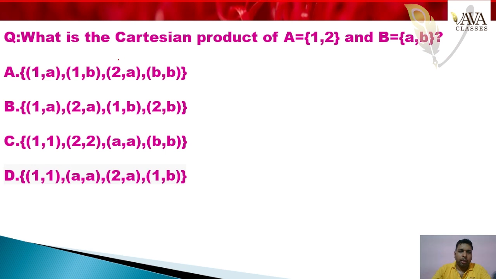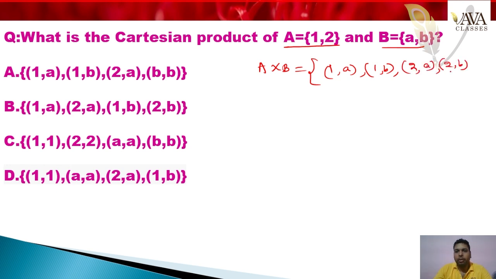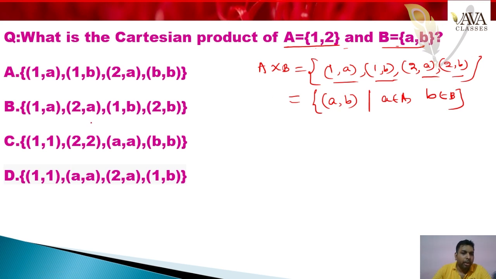Now, a question. I'll solve one MCQ. What is the Cartesian product of A equal to {1, 2} and B equal to {a, b}? So here Cartesian product A into B will be (1,a), (1,b), (2,a), (2,b). Since A cross B equals all possible ordered pairs (a, b) such that a belongs to A, b belongs to B, according to this, A into B is (1,a), (1,b), (2,a), (2,b).